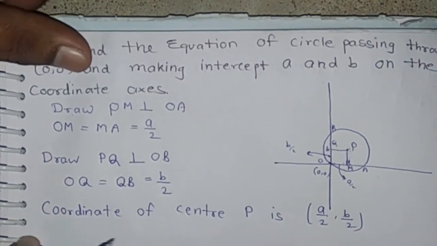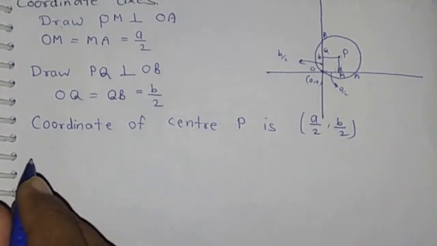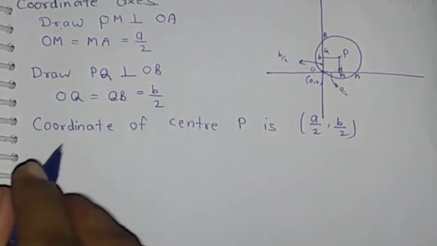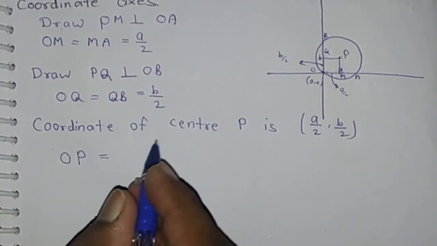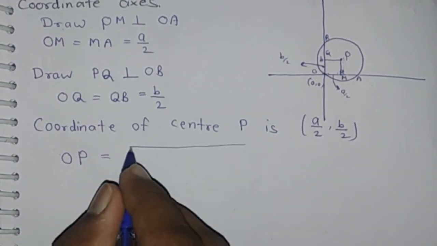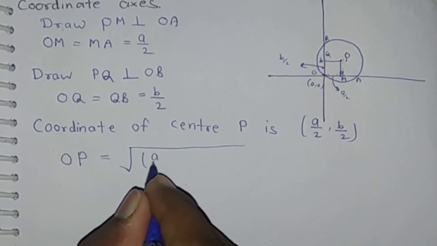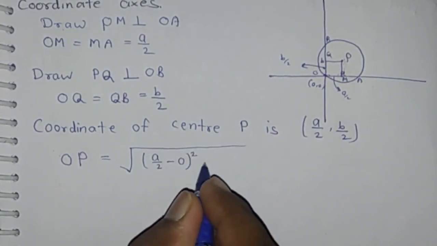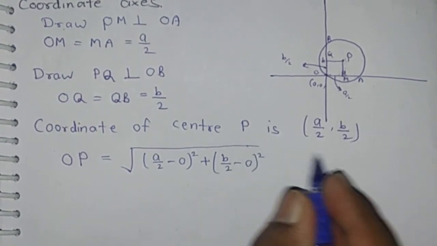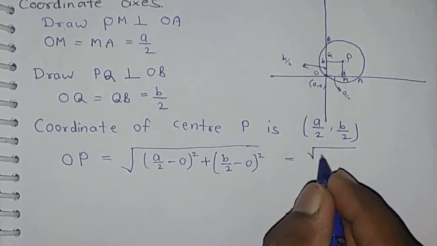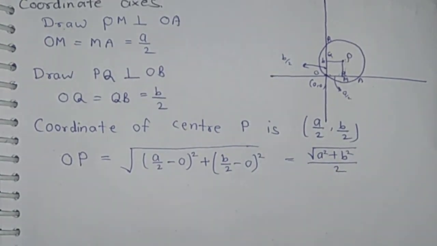and if we want to find the radius of the given circle, then the distance between points O and P: OP is the distance between P and O, A by 2 minus 0 squared plus B by 2 minus 0 squared. Then it is square root of A squared plus B squared, by 2. It is the radius of the circle.